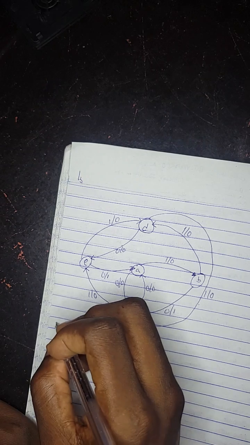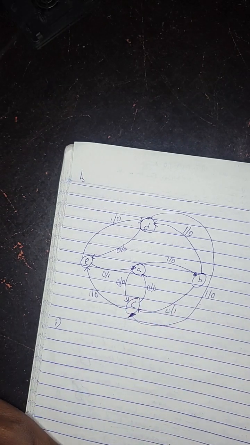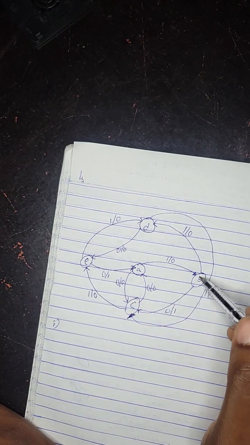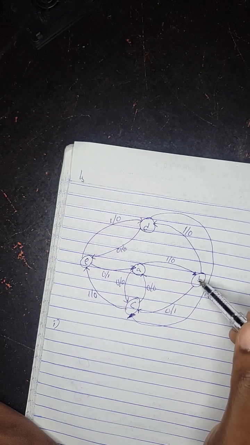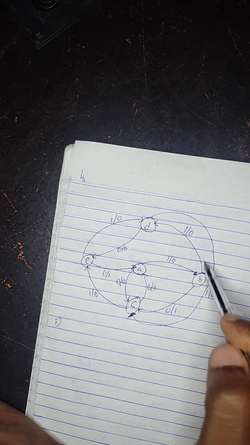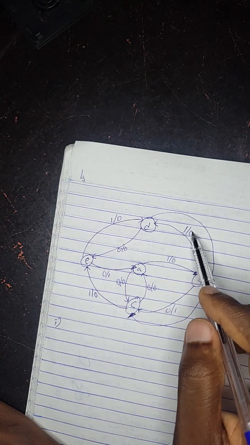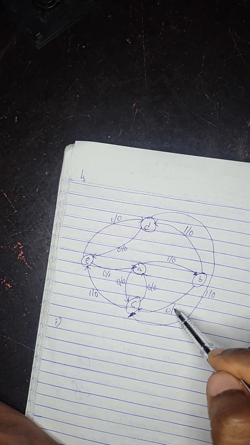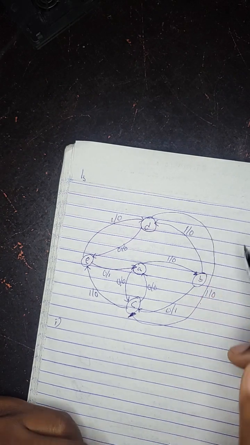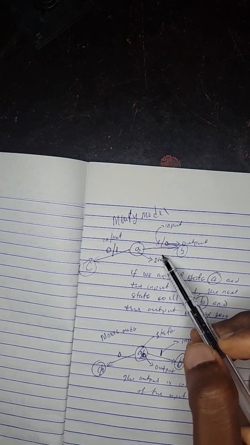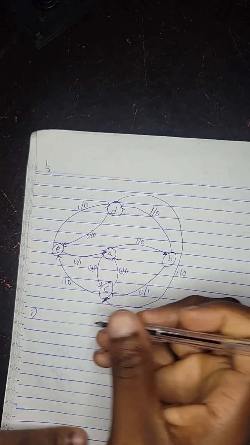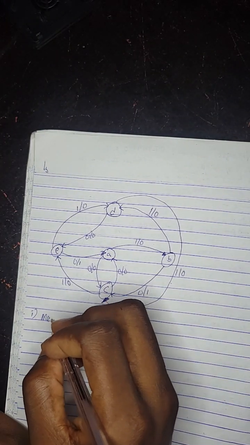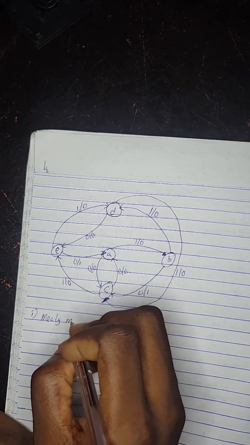That's 1B(i). Based on what I just explained, we have a single value inside the circle, which is B. When the input is 1, the output is 0, and when the input is 0, the output is 1. This resembles what we have here, so this is a Mealy model.